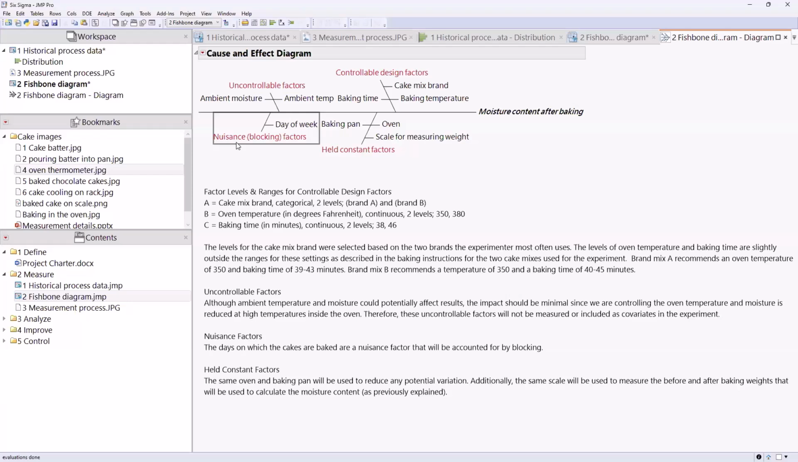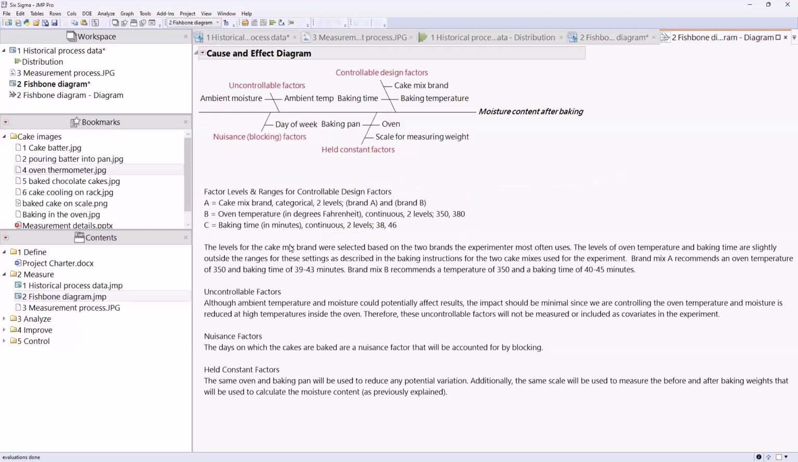And to account for any extra variation I might be introducing by collecting the data over multiple days, I'm going to add a block to my design. And so here I have the details of my factor levels and ranges for my controllable design factors. So the two brands are actually two real American brands. I've masked their names here to protect the innocent.